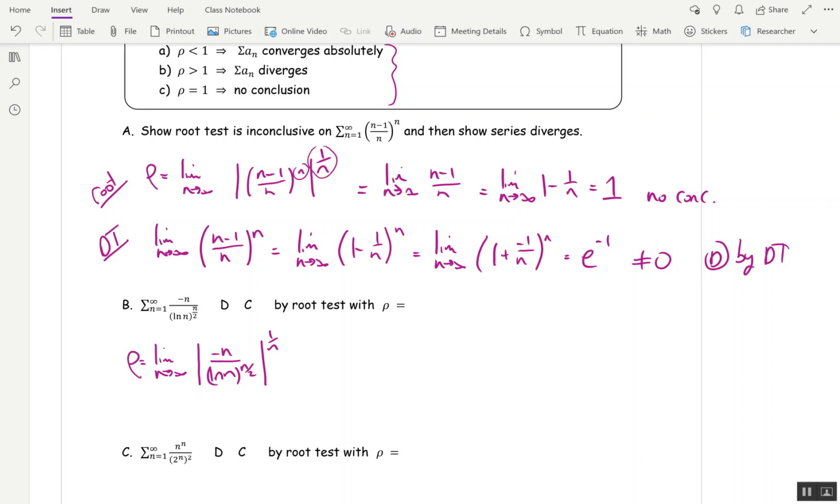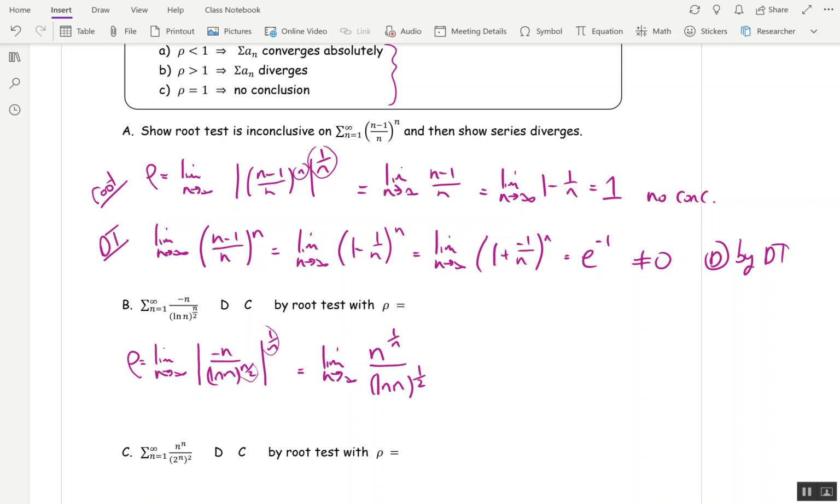Now, take the absolute value of the top and the bottom of that fraction, and the minus goes away. So this is the limit as n goes to infinity of n to the 1 over n over ln n to the n over 2 times 1 over n. So multiply the exponents there, and we get 1/2.